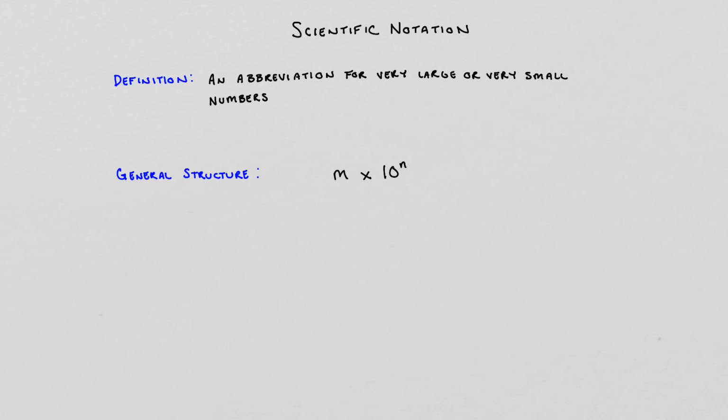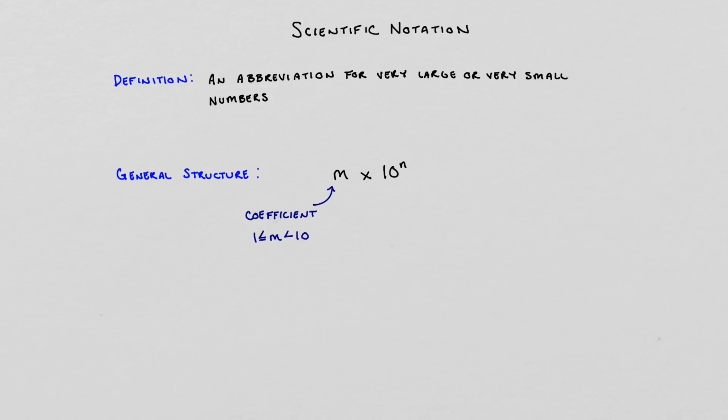For this video, we're going to be looking at scientific notation. A quick definition for scientific notation is it's an abbreviation for a very large or very small number. As a refresher, the general structure of a number that's been written in scientific notation is going to look like the following: m times 10 raised to the n power. So let's talk about what those variables are representing.